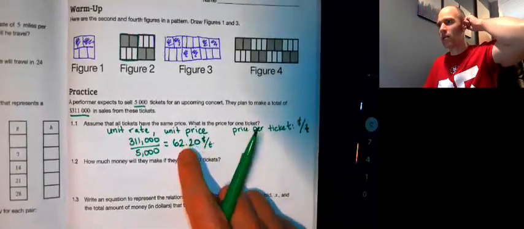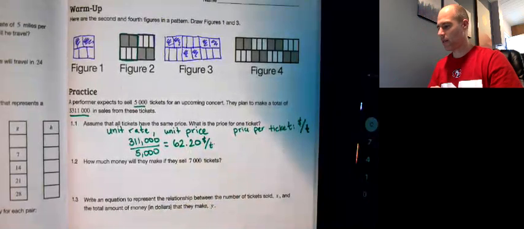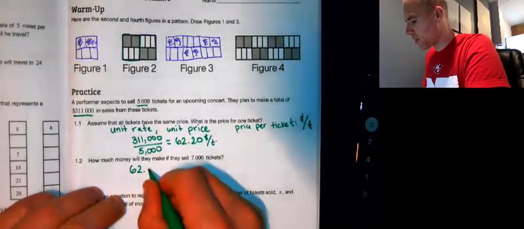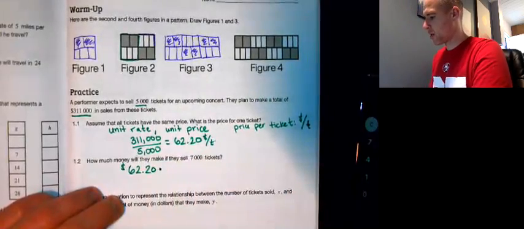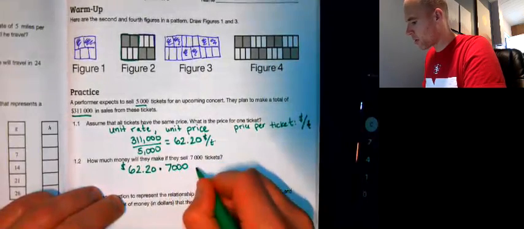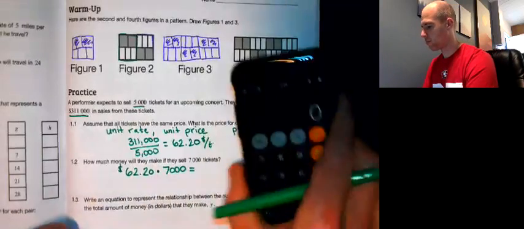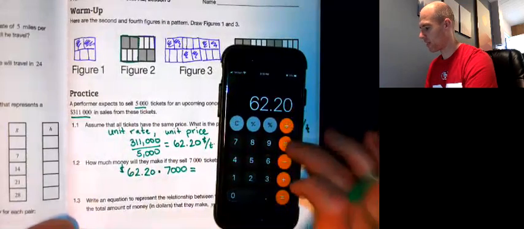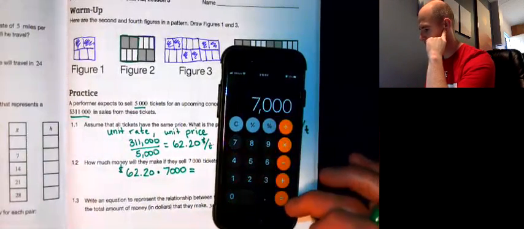Well, we know that each one cost $62.20, right? So if we need to know how much money 7,000 tickets is going to cost, well, we should be able to just multiply $62.20 times, this dot means multiplication, 7,000. And we should figure out how much that's going to cost. So let's see here, $62.20. I didn't have to put that last zero, but I felt like it. Times 7,000.